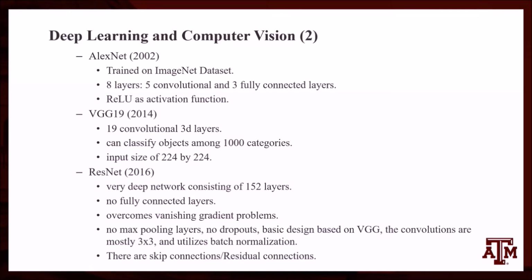And ResNet was introduced in 2016, and it incepted the concept of residual connection. And there are no fully connected layers in this case, and this was a very deep network consisting of 152 layers. It overcame vanishing gradient problems, and there are no max pooling layers, no dropouts, and the basic design is based on VGG. The convolutions are mostly 3 by 3, and it utilizes batch normalization.